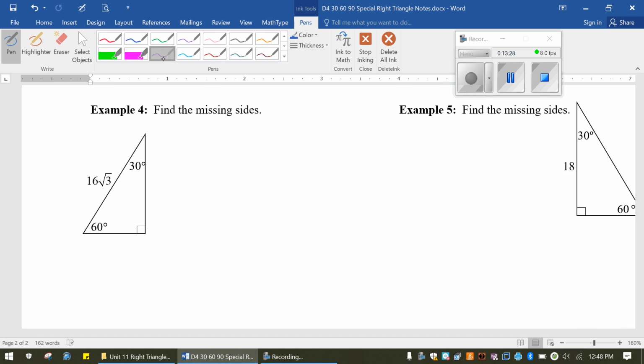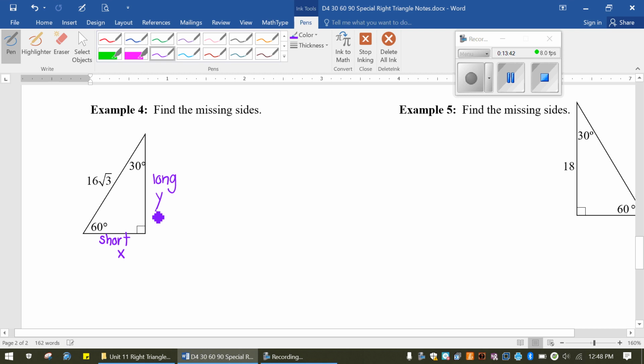All right, number 4. Short leg is opposite the 30. I'm going to call that x. Long leg is opposite the 60. I'll call that y. And then my hypotenuse. Our formulas: hypotenuse equals 2 times short, and long equals short times square root of 3.